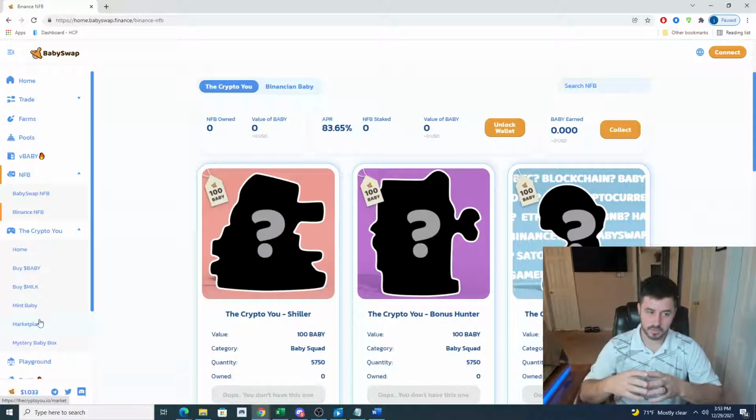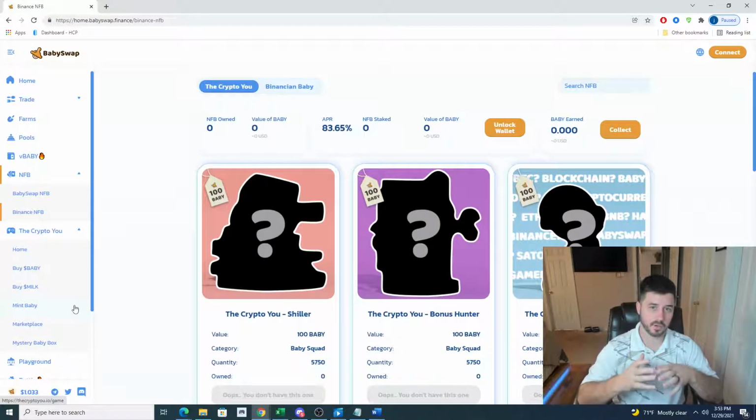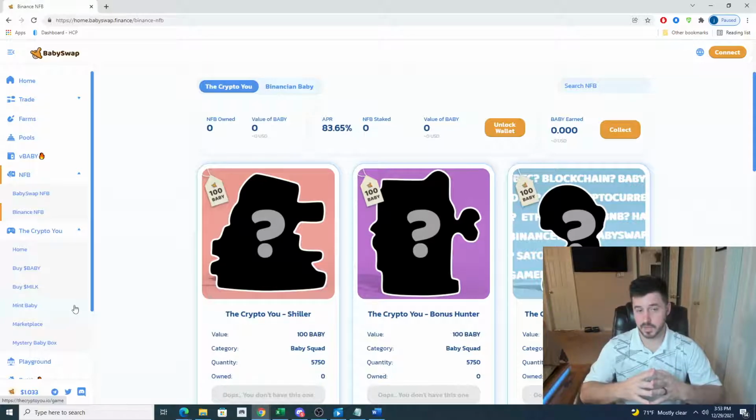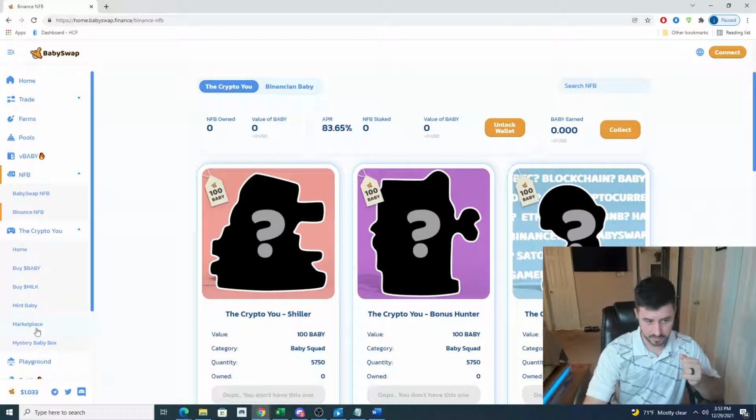You may not want to, during the mint baby menu here, you'll be able to click on a button and you'll randomly generate a baby character that's 50 baby. So you may get a great character, you may not. If you go to the marketplace, though, you might spend thousands of baby to receive an outstanding character in a game. So that's something to consider if you're looking into Crypto U. That's the place you would go to do those things.